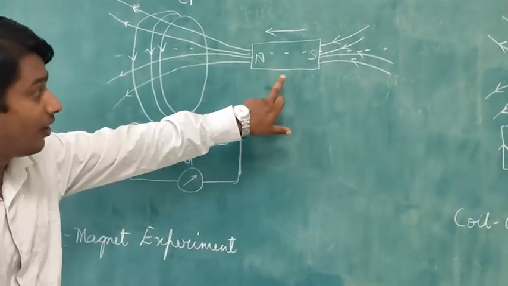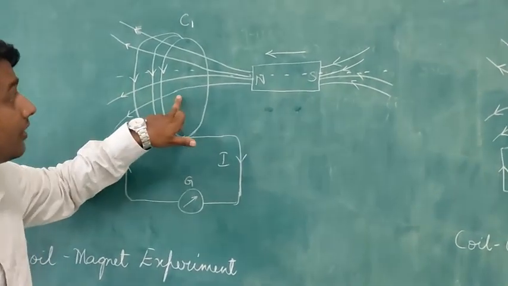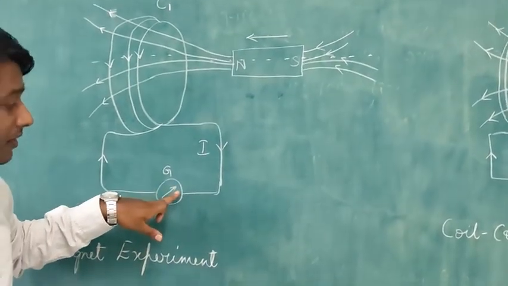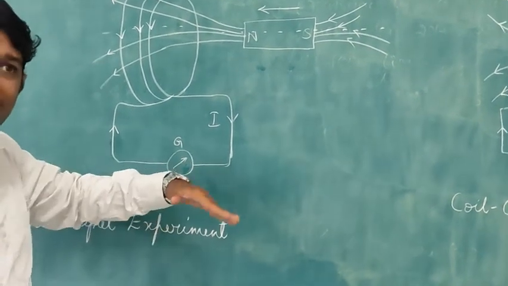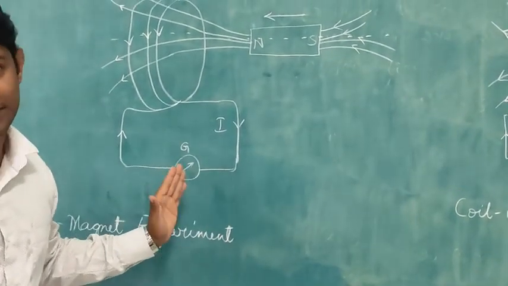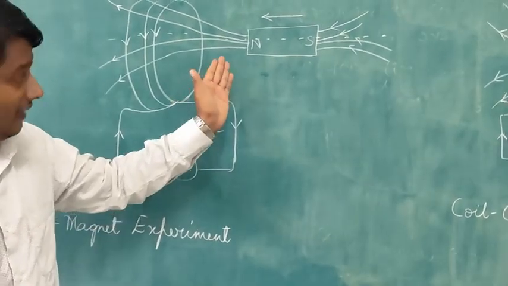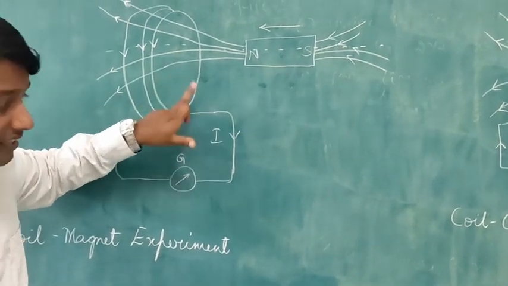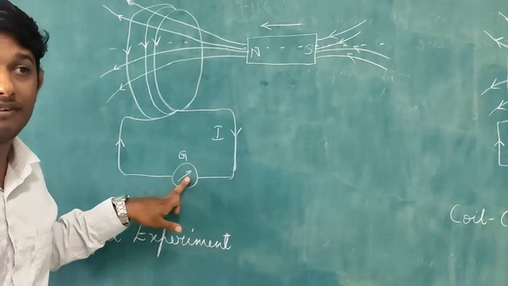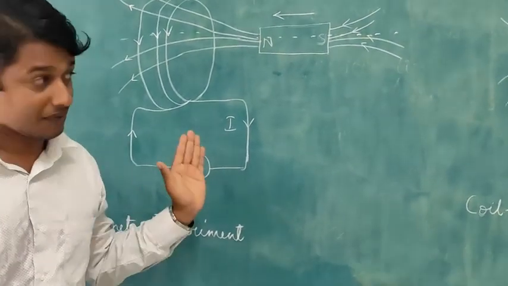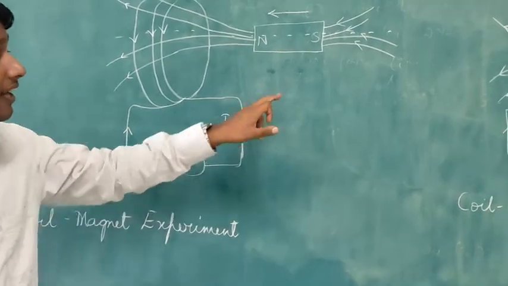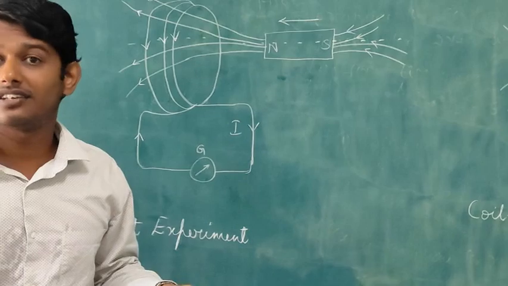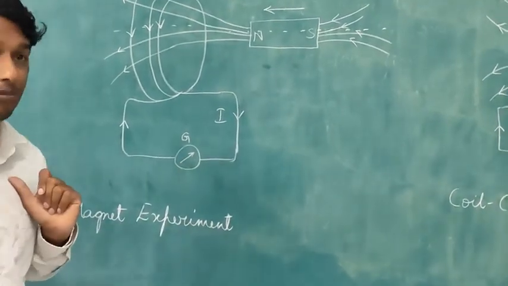But as he brought the magnet close to the coil very fast, he observed the galvanometer deflection was also faster. So when he increased the speed of the magnet coming closer to the coil, the galvanometer deflection was also fast. So here he observed that the relative motion between the coil and the magnet could produce electric current, which was observed in the galvanometer.